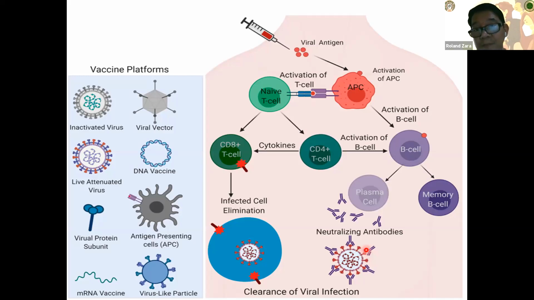So the memory B cells will stay in our bone marrow. When you encounter this virus a second time, your memory B cells will be released to protect our body. Or the antigen-presenting cells can also directly activate the B cells without the help of your CD4. Now, the function of your CD8 is to eliminate the infected cells. Okay? So, sila yung parang basurero. Tatanggalin nila yung mga namatay na cells.